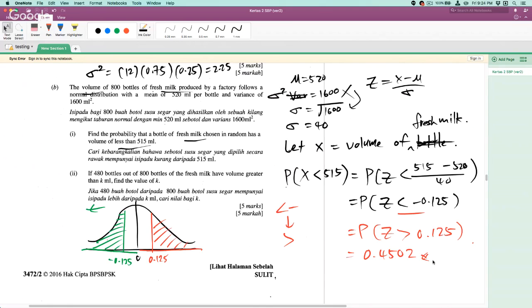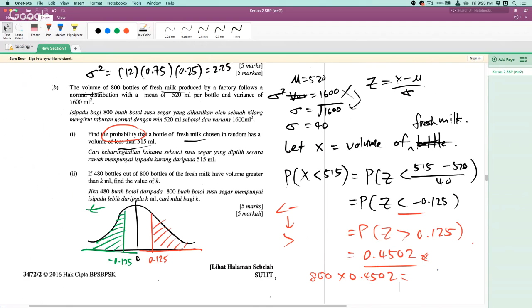Okay, then before I move on, you must be careful about whether they want to find probability or something else. If the question is trying to trap you, they don't ask you to find probability. They ask you to find the number of bottles that have volume less than 515. That means if the question wants the number of bottles, you have to multiply your probability by 800 bottles, because probability means something like a percentage. Then you can get the number of bottles that have volume less than 515.